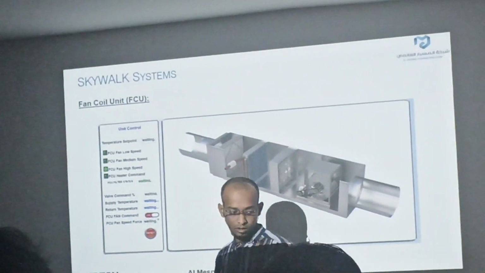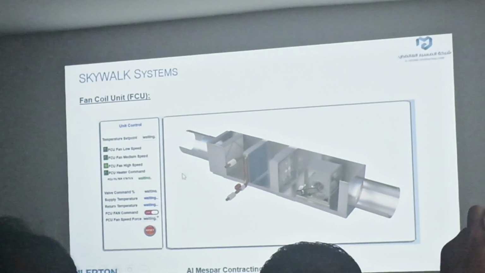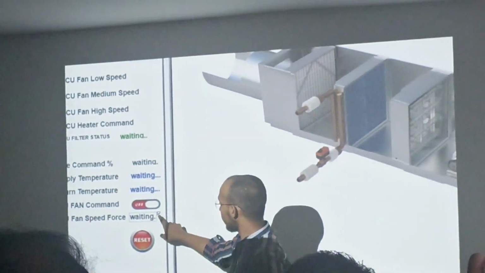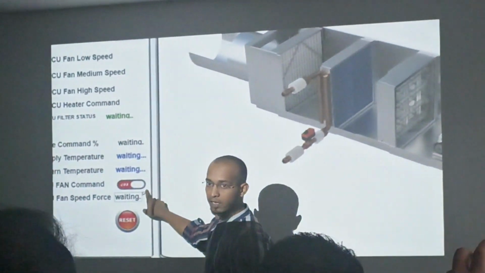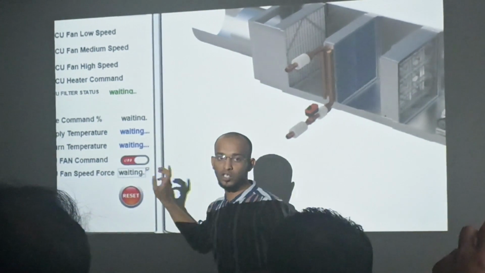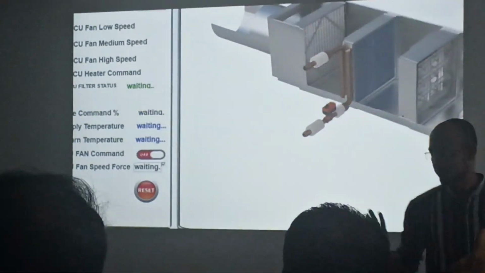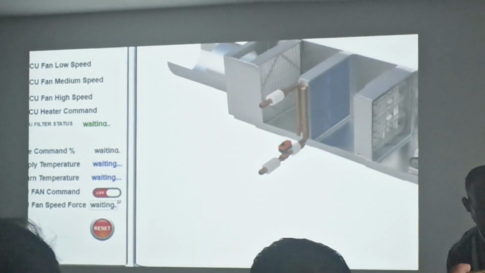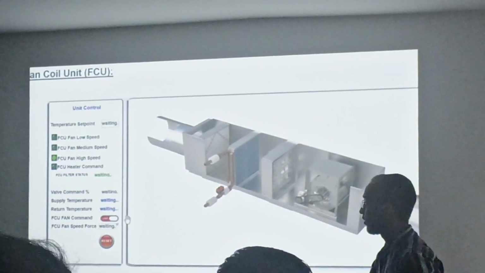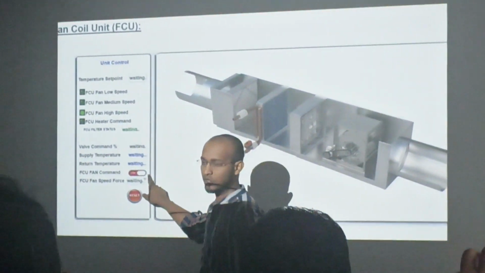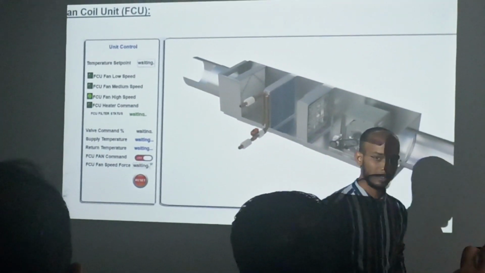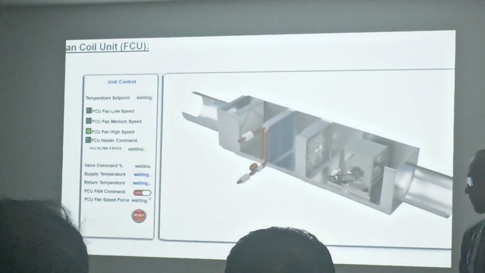There is a selection button. But all my FCUs are in auto through BMS. There is an auto enable or manual enable button. Once you enable this one, you can forcefully change the speed between 1, 2, and 3. It is not clearly mentioned that it's auto, but this is one tip: it is already mentioned as FCU fan speed force. You can make it forcefully.